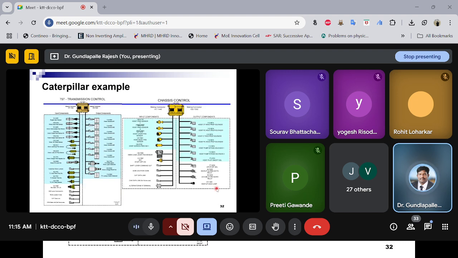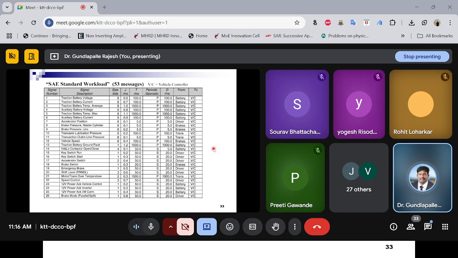And this is one transmission control. Here we see how the sensor data is collected from the sensors, and how it is getting actuated. Then we have chassis control separately. All this chassis control is controlled with the help of some input components, and these are some standard workloads.